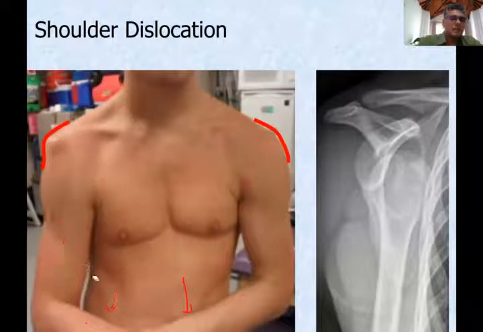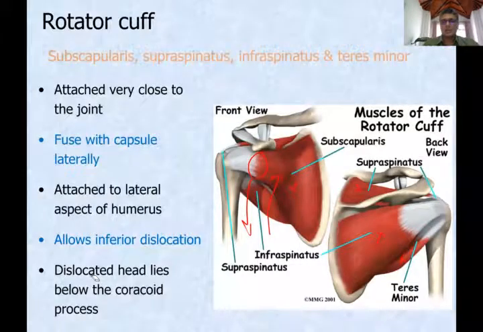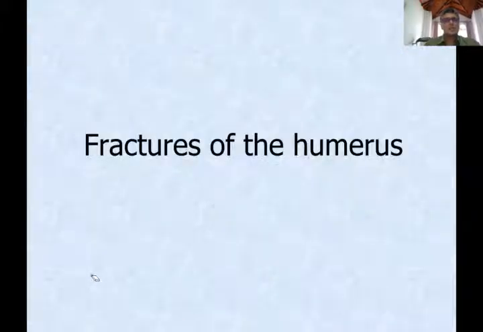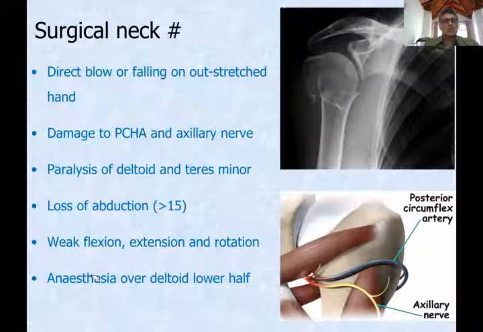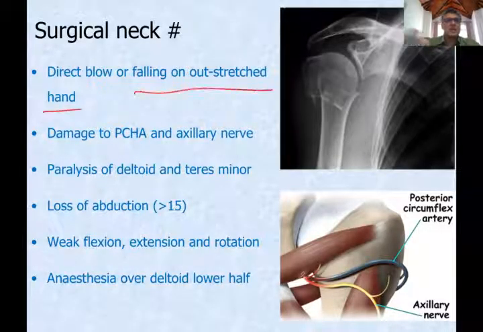Rotator cuff I mentioned, we'll skip it. Then fractures of the humerus. You don't need to know all the fractures and all the details, but the basic things, the important things, we will just glance through. Okay. Surgical neck fractures. Now the main reason for surgical neck fractures is falling on the outstretched hand. Okay, I told you many of the injuries are due to falling on the outstretched hand.